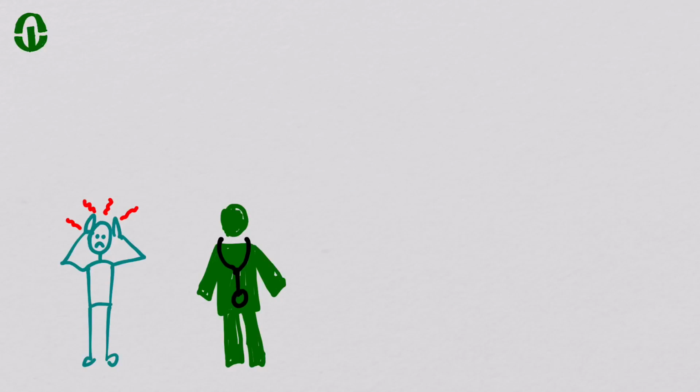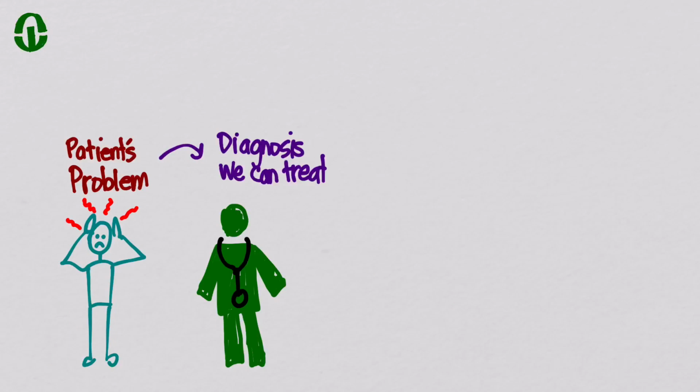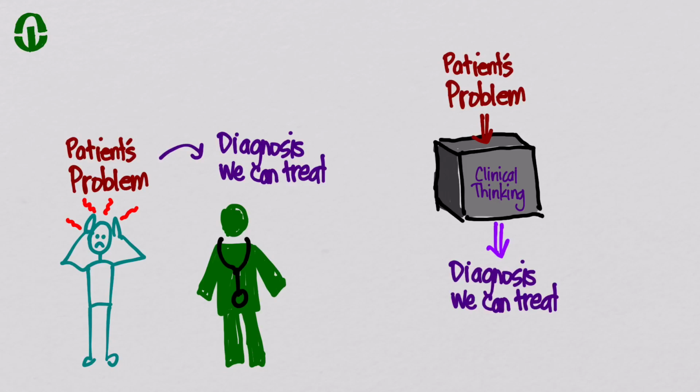And with clinical thinking, our goal is to start with the patient's problem and then move to a diagnosis that we can treat. So how do you do that? Well, that's the whole thing of clinical thinking. And so I've depicted it here as a black box where you take the patient's problem as input and the output is a diagnosis that we can treat. And what goes on inside that black box is the whole process of thinking like a doctor.